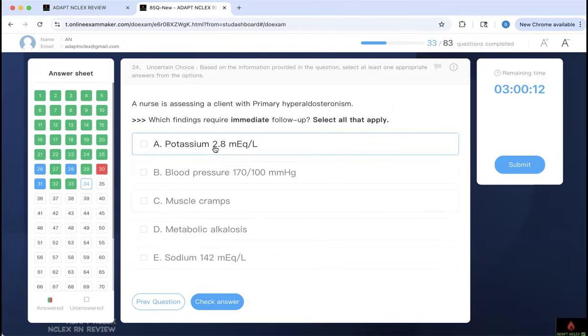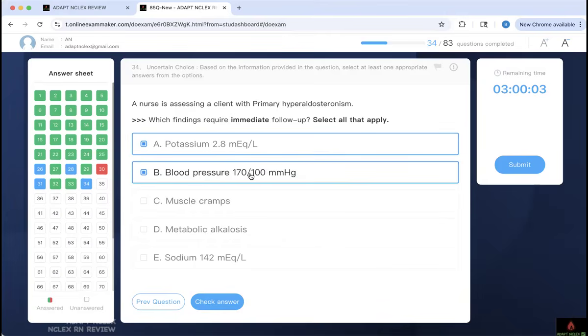The potassium is 2.9, 2.8 is bad. We should do something about it. A blood pressure of 170, even though it's getting to an expected range, it's still high. We should require some follow-up. A muscle cramp, what do you think? Is due to what? Low potassium. That's why you have muscle cramp, signs and symptoms like that. Metabolic acidosis, and this is an expected finding. So we're not going to worry about it.